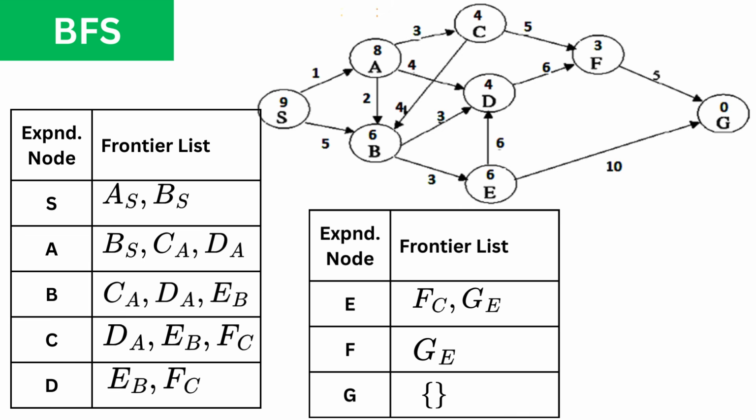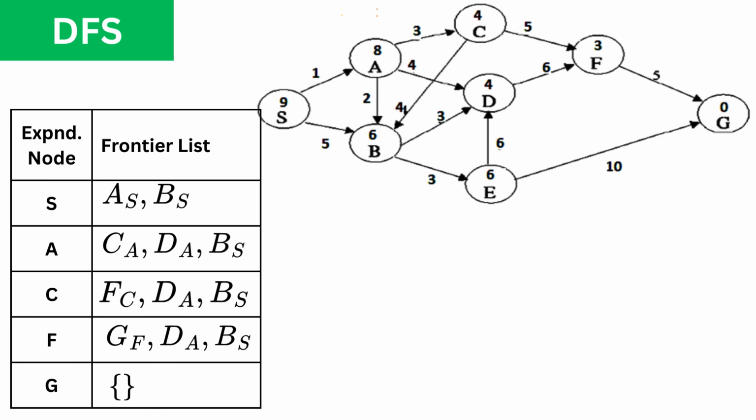The next is E. From E we get D and G. D has already been visited, so we will insert G at the end of the queue. We will dequeue F, and the child of F is G. G is already in the queue, so we will not append it again, and then comes the goal. So the path would be S, D, E, G.